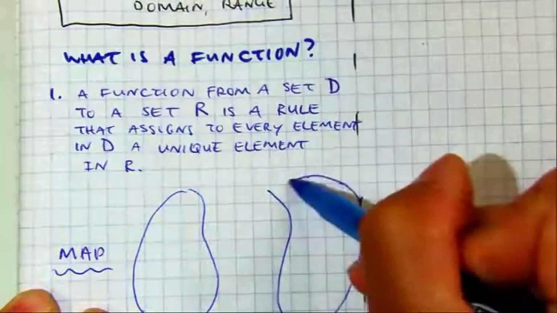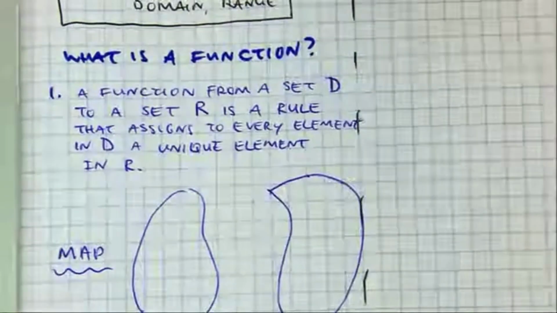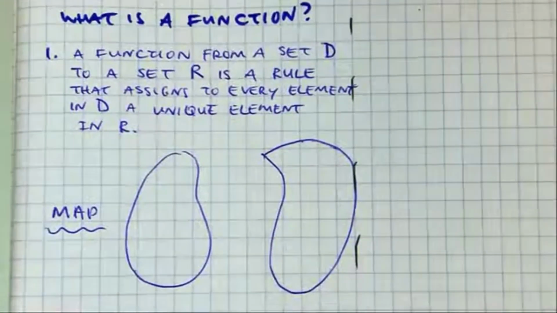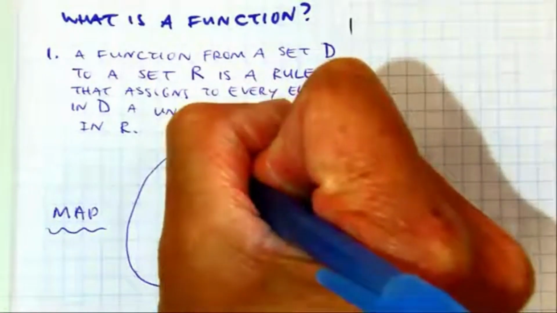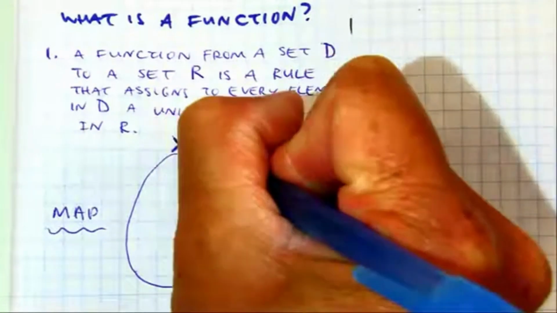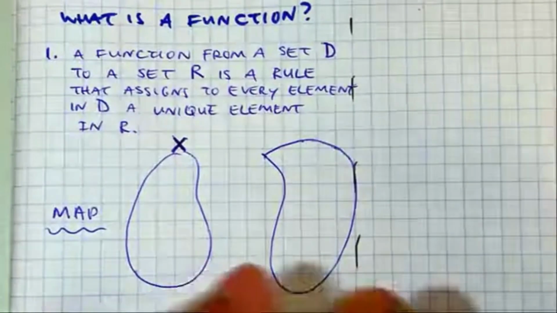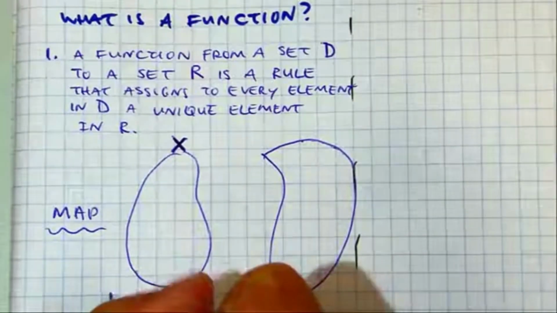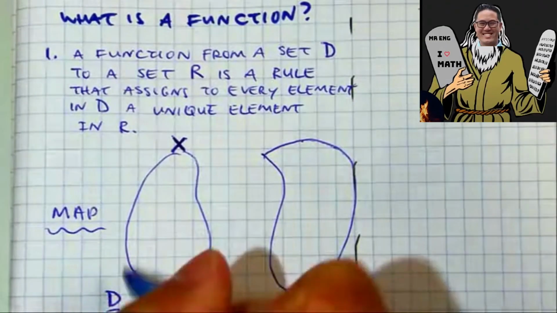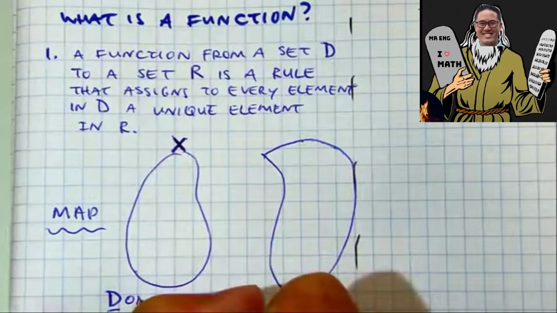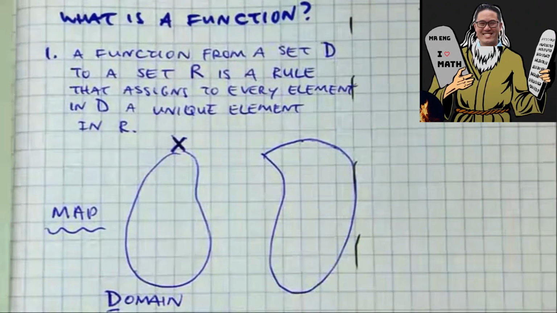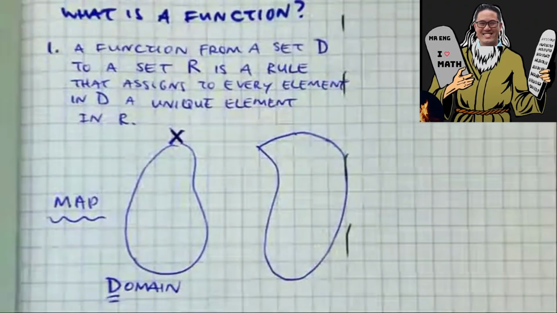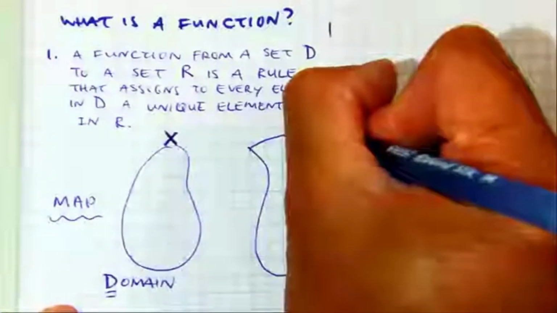And a fancy way of saying X values are domain or range? Domain. That's what the D stands for up there. And what do you think this one's going to be? The Y. And this represents the range.